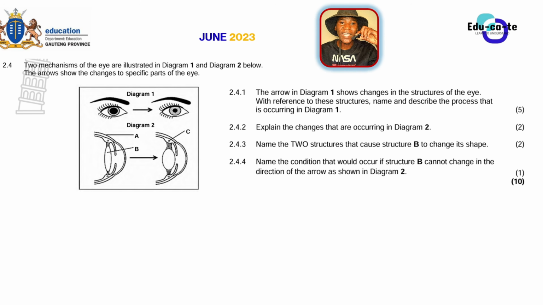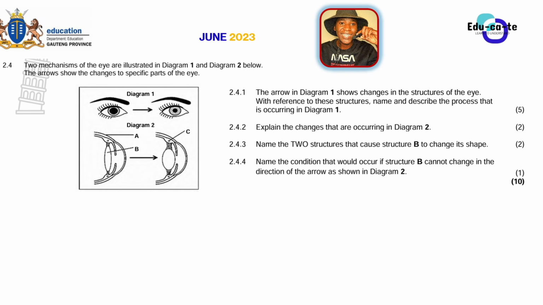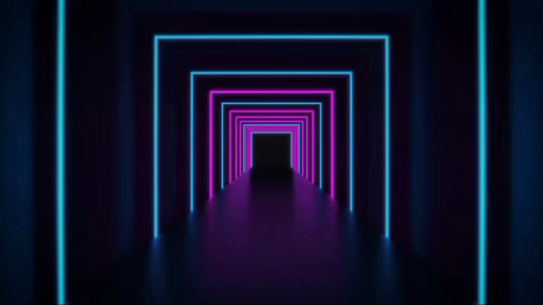Today we'll be doing this eye. Two mechanisms of the eye are illustrated in diagram 1 and diagram 2 below. The arrows show the changes to specific parts of the eye. Please read the statement so that you can get a proper understanding of what you're doing.